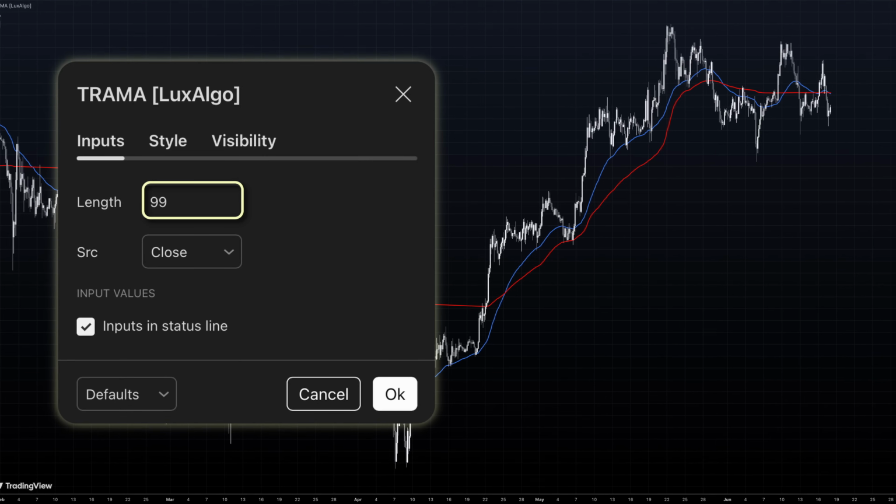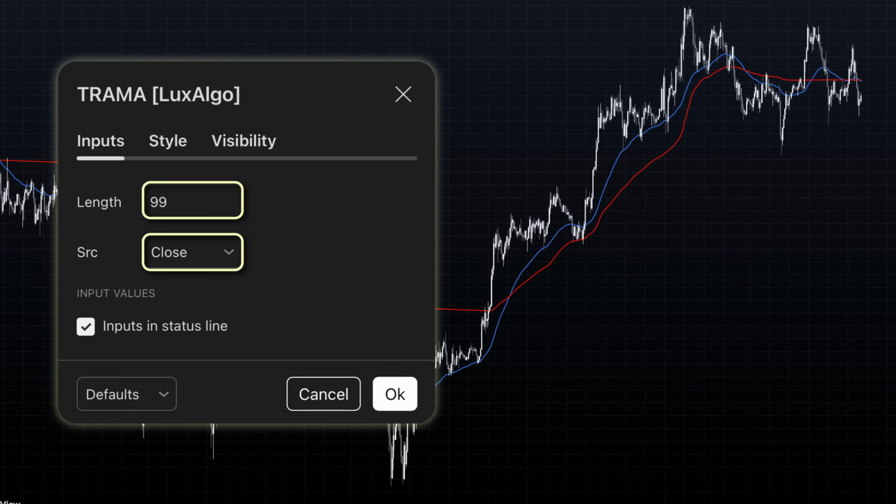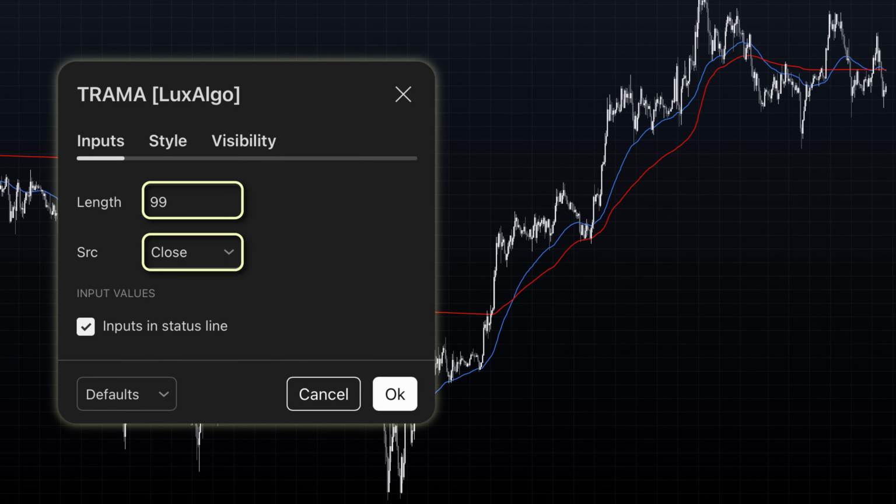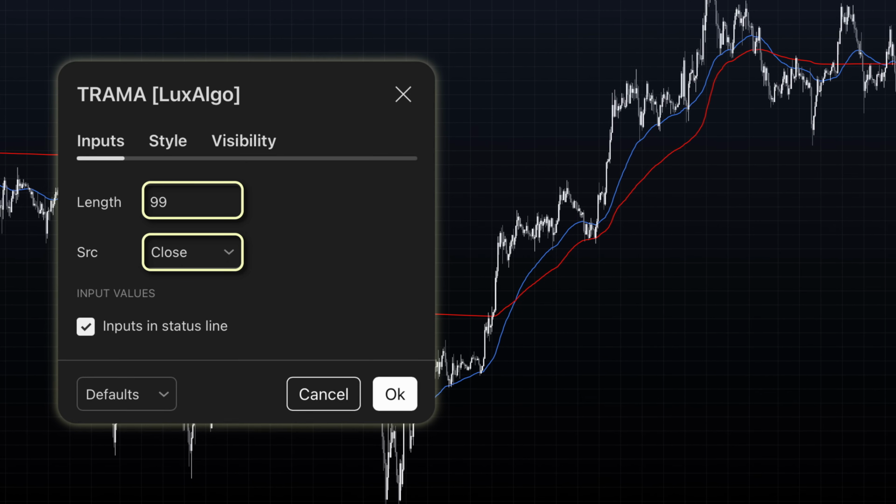Customization is minimal, with only the period and input source configurable, making it simple to apply but less flexible for those wanting extensive tuning.